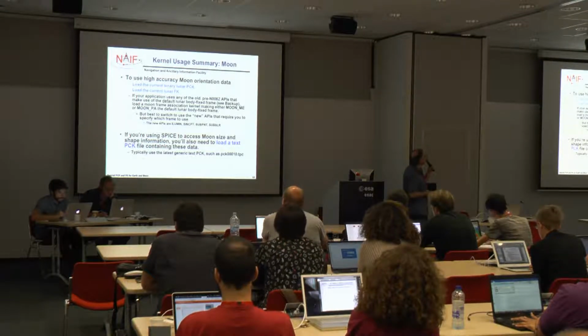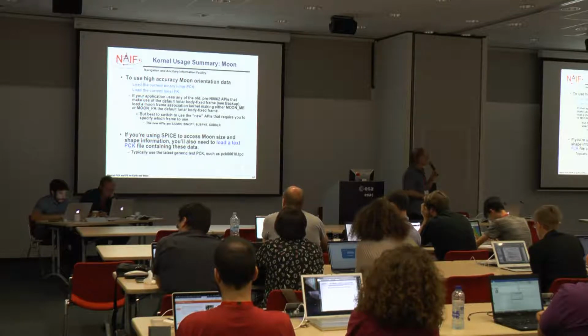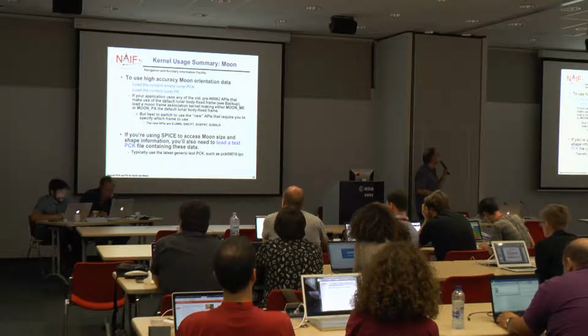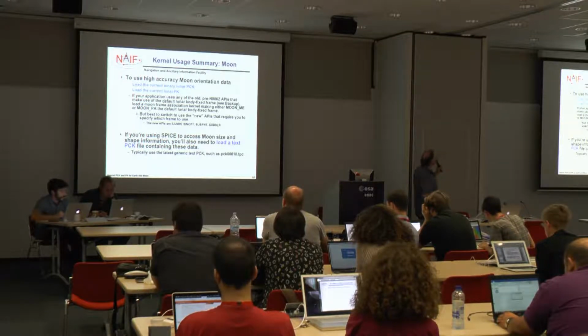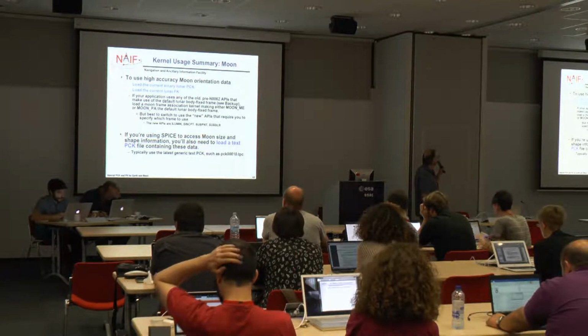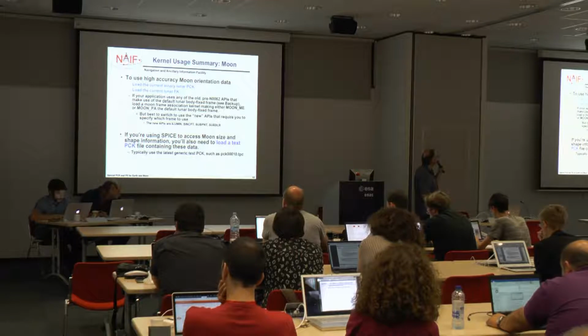Okay, to summarize, when you want to use high accuracy moon orientation data, load the current binary lunar PCK and load the current lunar FK. That's actually all you need to do if you're using those moon ME and moon PA names for the frames in your code. If your application uses any of the old pre-1962 APIs that make use of the default lunar body fixed frames, which is described in the backup, load a moon frame association kernel making either moon ME or moon PA the default lunar body fixed frame.